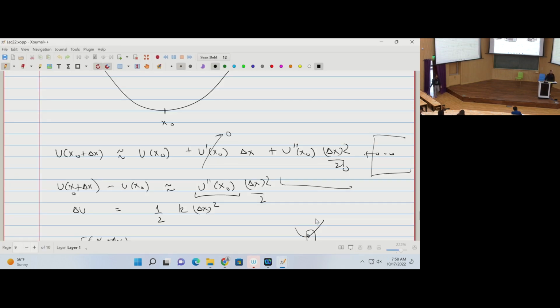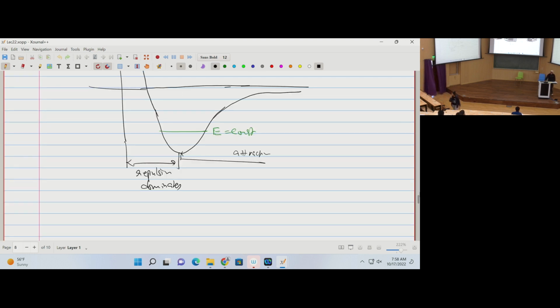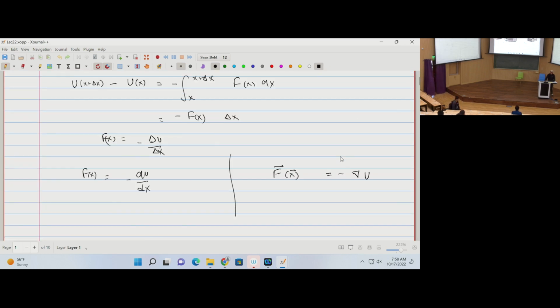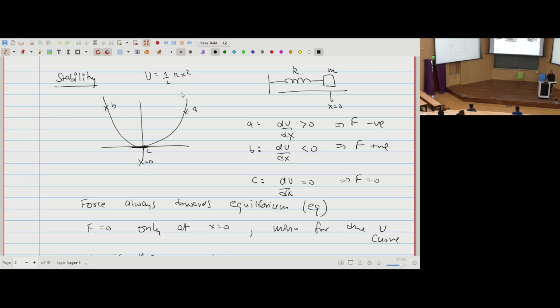Okay, so a quick recap of the last lecture. In the last lecture we talked about potentials. I started with a discussion on stability. We discussed when an equilibrium position is stable, and that was discussed in the context of understanding how the potential energy function looks.